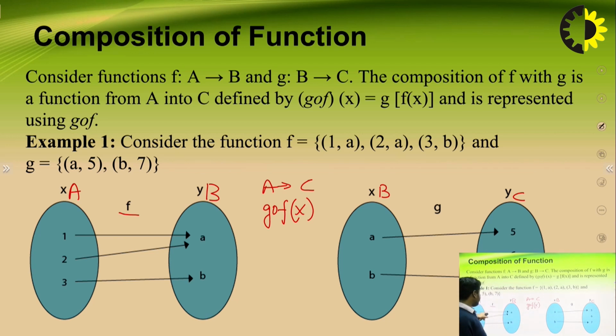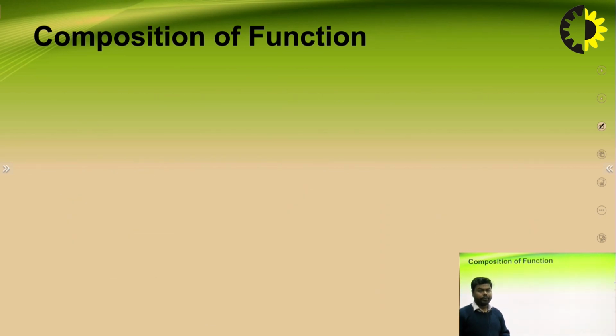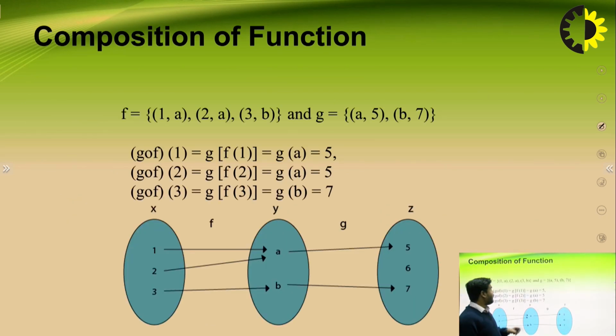So we can say that 1 is related to 5, 2 is related to 5, and 3 is related to 7. In the next slide, I am going to show you that. If I have the function as given, then G of F of 1, how do I have to find it? Like this.